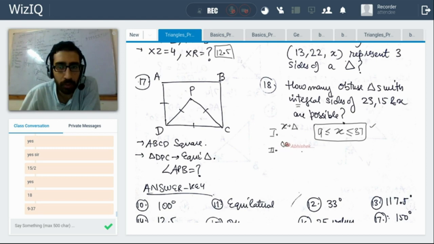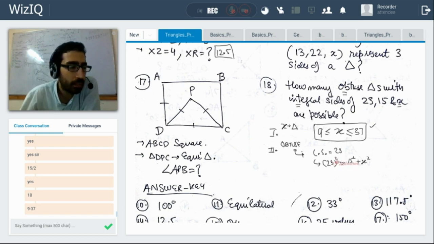Step 2 is checking for obtuse. The next step is checking for obtuse. And I think I mentioned in one of the examples, always check for acute or obtuse by taking two cases. Those two cases will be, assume that x is not the largest side. Or in other words, assume that the largest side is 23. Once you assume that the largest side is 23, you know immediately that for an obtuse triangle, 23 square has to be greater than 15 square plus x square. Yes? So doesn't that give you some value of x?